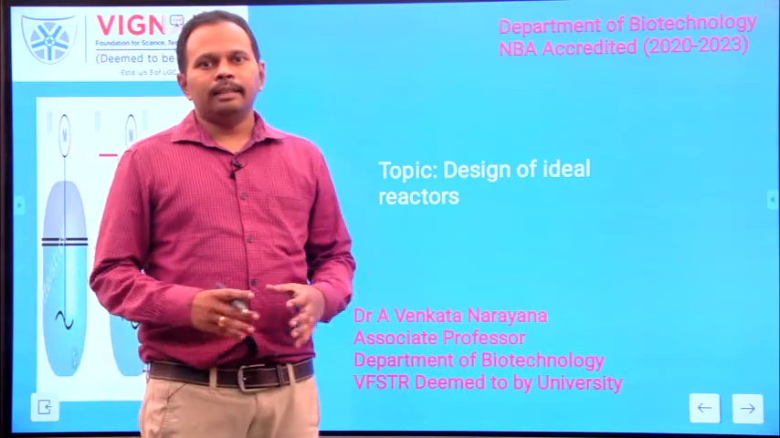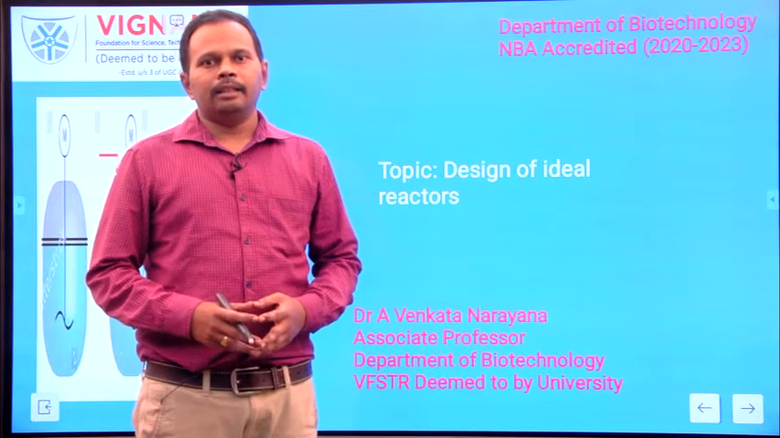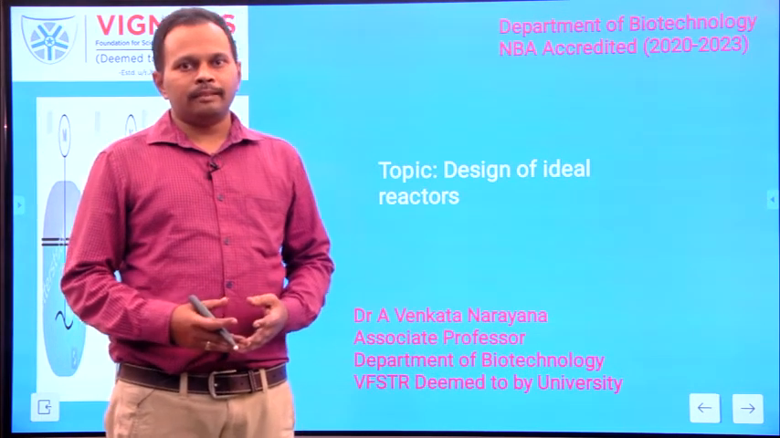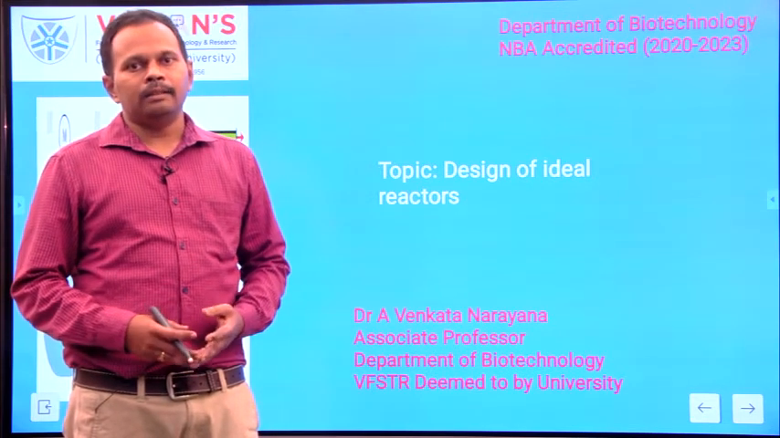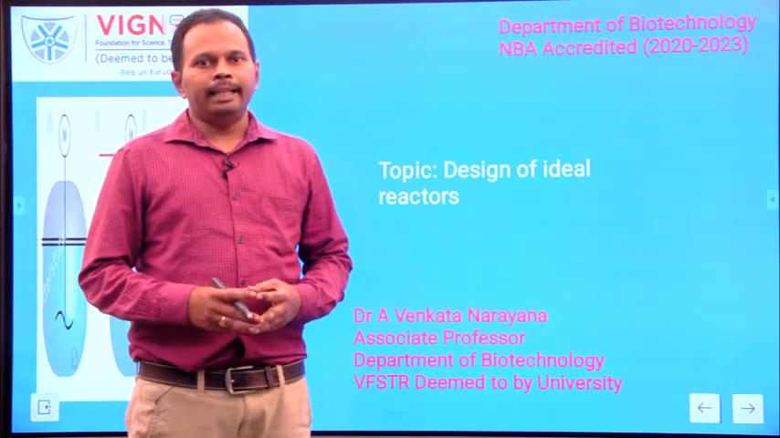Today, I would like to discuss the design of ideal reactors. These reactors are mainly used to carry out biochemical or chemical reactions under controlled conditions for the manufacturing of various products such as primary and secondary metabolites. These mainly involve enzymes, vitamins, amino acids, vaccines and antibiotics.